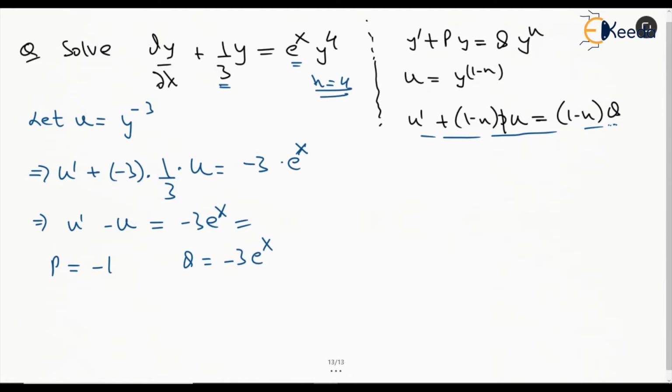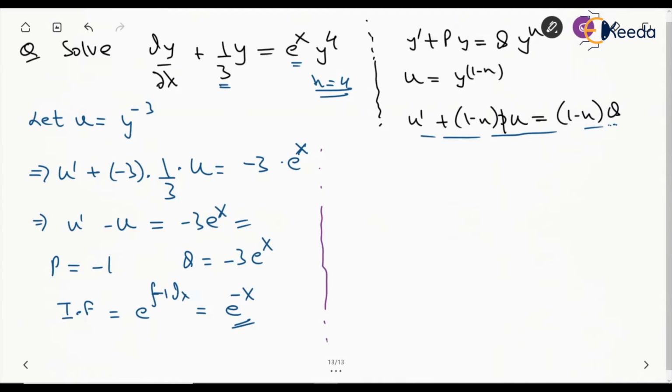Now first of all, let's try to find the integrating factor. This will be e to the power of integration of p dx, so this is minus 1 dx, and this becomes e to the power of minus x. So this is the integrating factor, which means the solution is going to be u into integrating factor equal to integration of q into integrating factor dx plus some constant c.